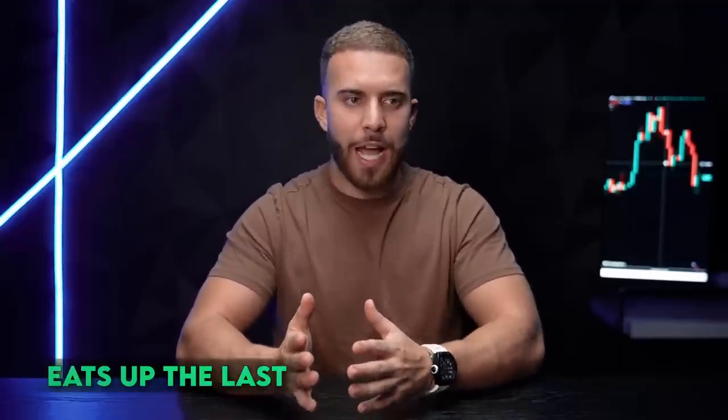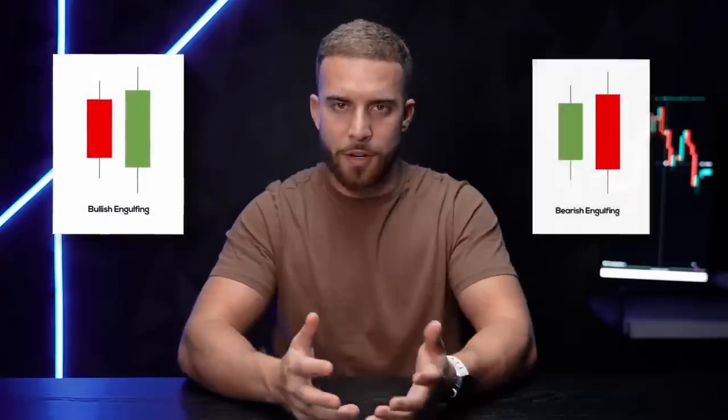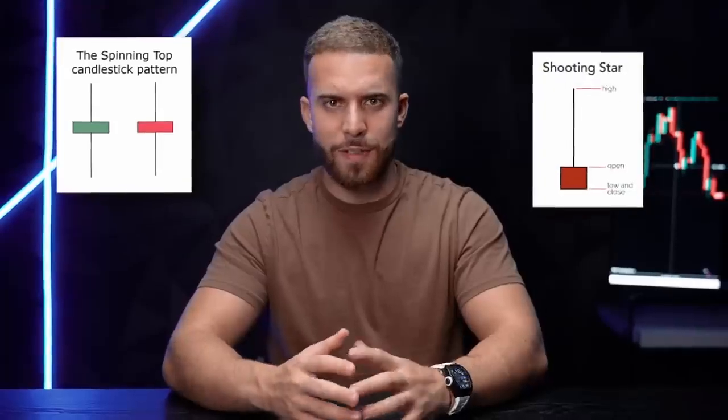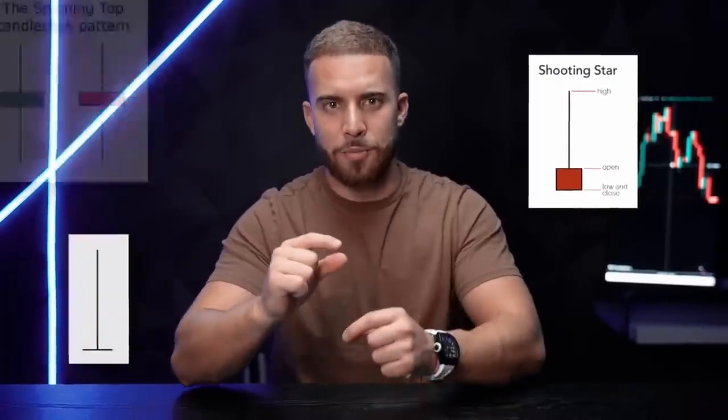A strong Marubozu candlestick usually eats up the last 1 or 2 candlesticks, where it would also be a bullish or bearish engulfing candlestick, which is personally one of my favorite confirmation signals. Next, we have the wicks. Sometimes people think of these wicks as spinning tops, shooting stars, even a sword, depending on how small the bottom wick is and how long the top wick is.